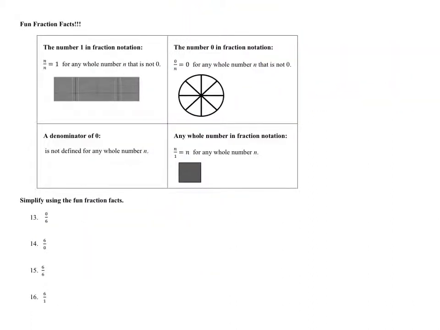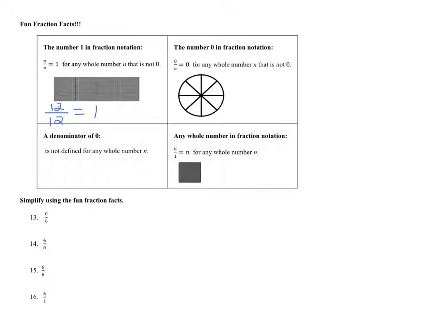Now we have some fun fraction facts. So first, the number 1 in fraction notation can be written as n divided by n for any whole number n that is not 0. So for example, in this picture, I have 12 spaces, and they're all filled in, so we can say that this picture is representing 12 divided by 12, which is just equal to 1 whole unit. So the whole picture is shaded in.